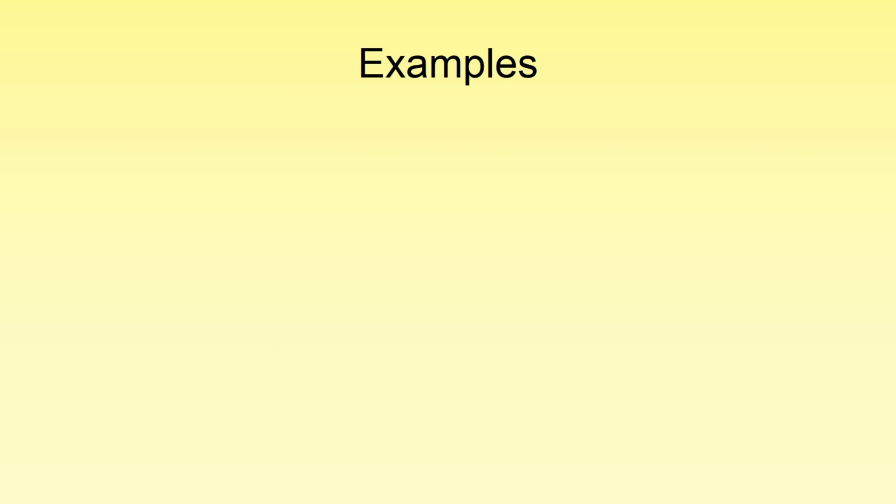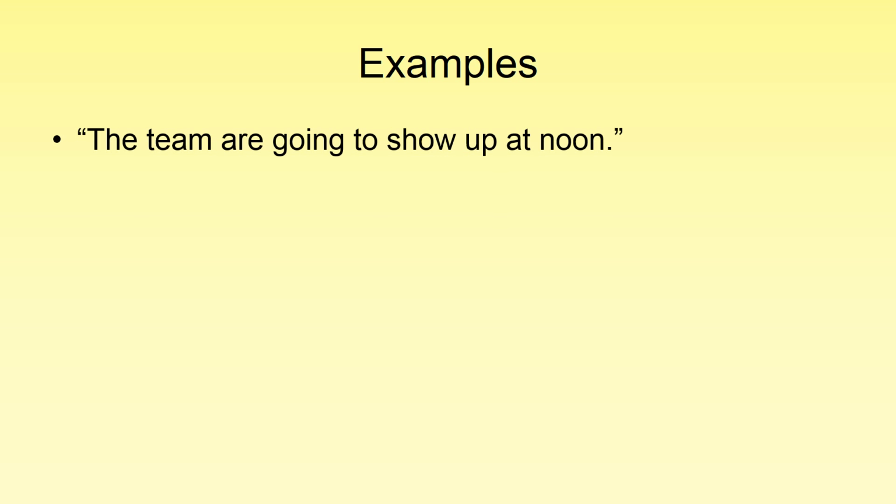Now that we've looked at a single example of a collective noun and verb agreement, let's look at some more. The team are going to show up at noon. Hopefully you can see or feel that this just doesn't sound right. We know that this should be the team is going to show up at noon. So that troop of clowns, we could say a team of players is going to show up at noon. So the team is singular.